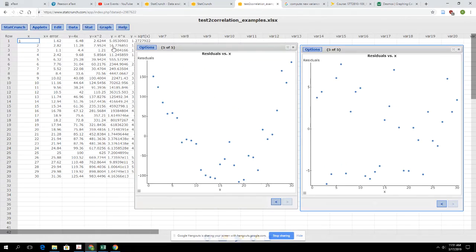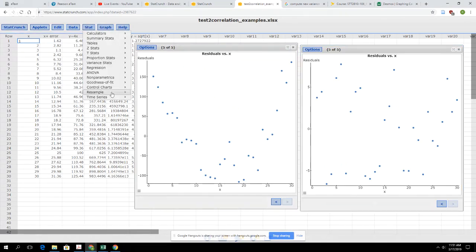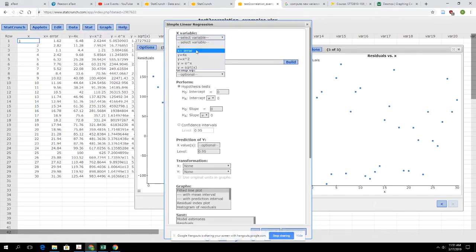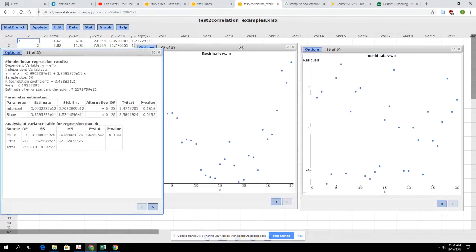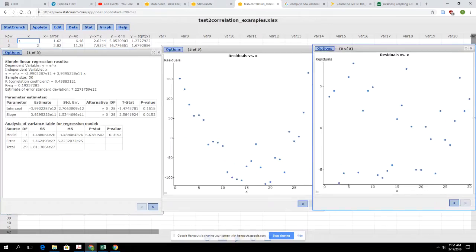Let's look at one more, just to beat a dead horse here. Regression, simple linear. Let's go X versus the exponential version. I just want to show you guys this, and I'm going to skip some steps and just do the residuals plot here. So here we have linear residuals. Here we have quadratic residuals.